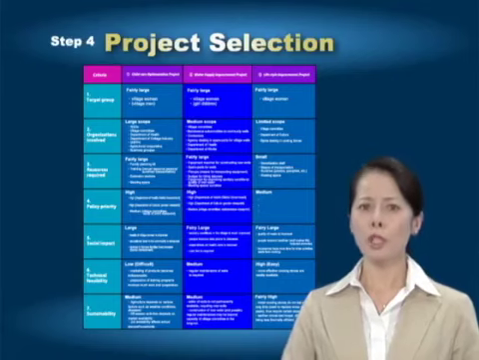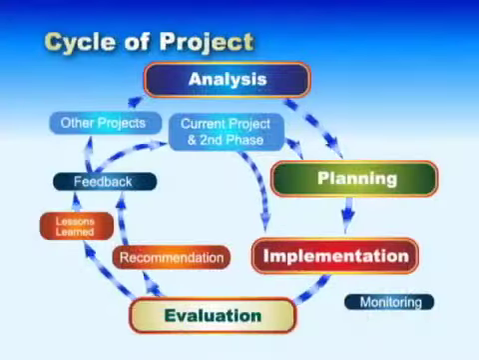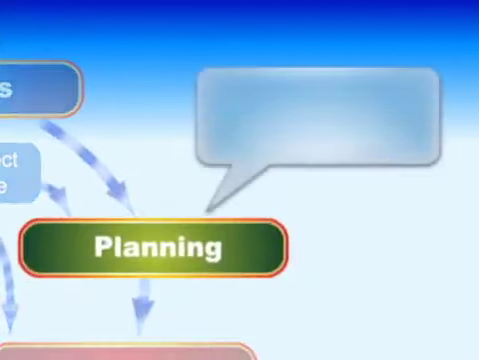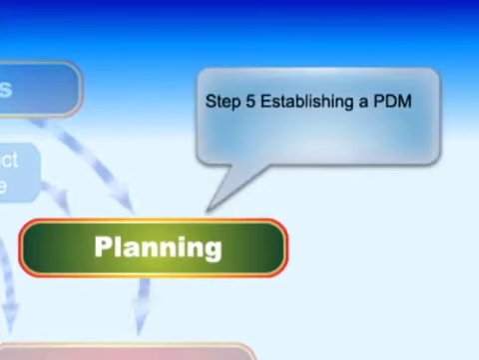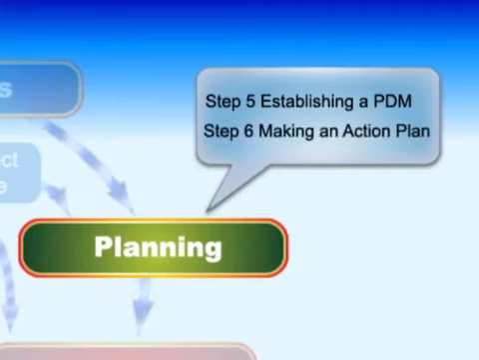Next, we proceed to the planning stage. The planning stage consists of Step 5, establishing a project design matrix, PDM, and Step 6, making an action plan. This action plan is sometimes called a plan of operation.